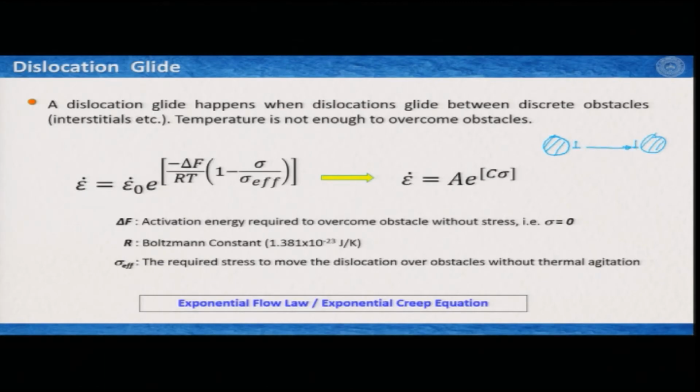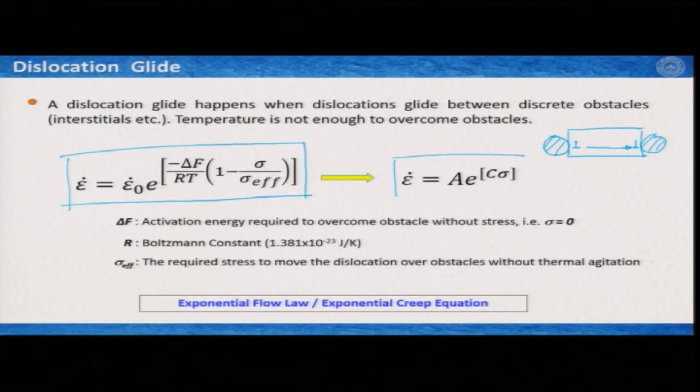That means that it does not have enough energy in the system to climb and continue the motion. So, it is restricted between two obstacles, and in that case the larger form of the equation is like this. You do not have to pay too much attention here, but if we shrink or simplify the equation, it takes the form like this.